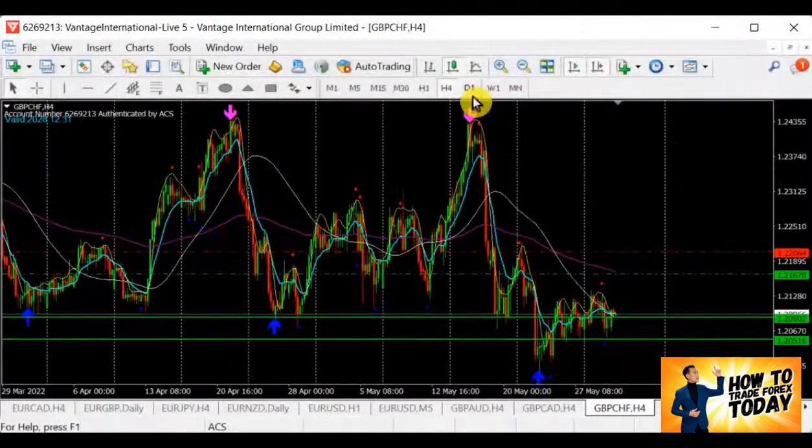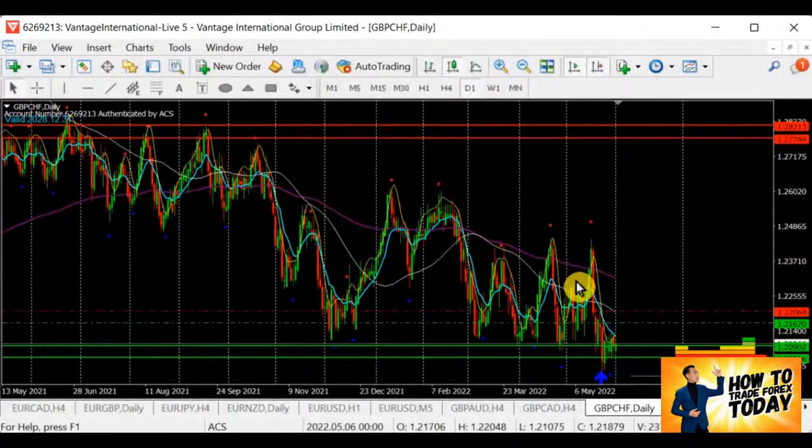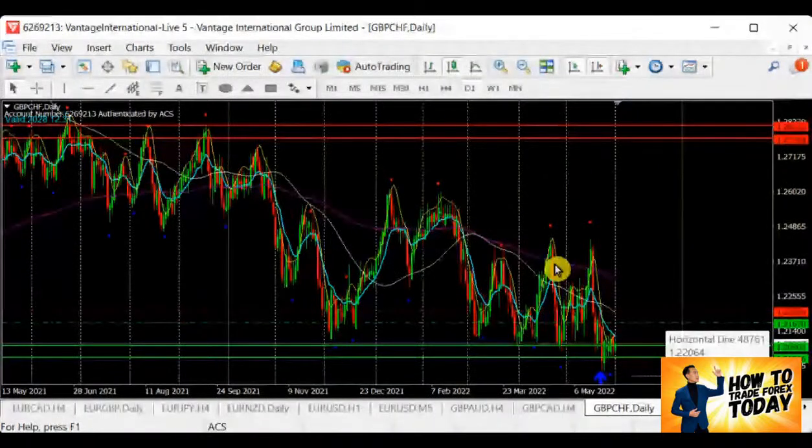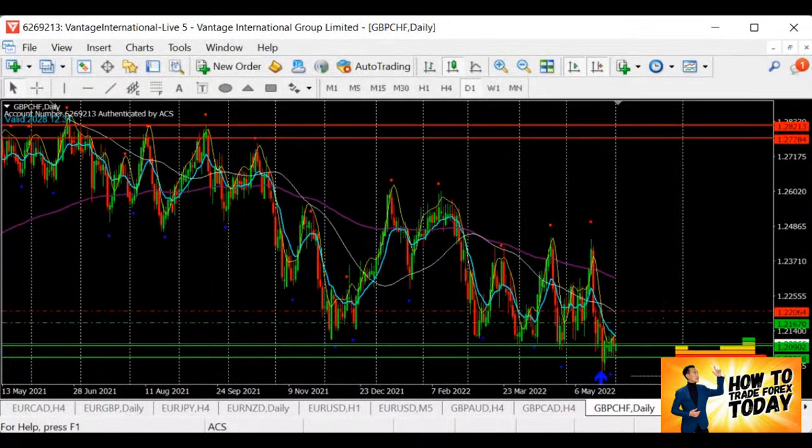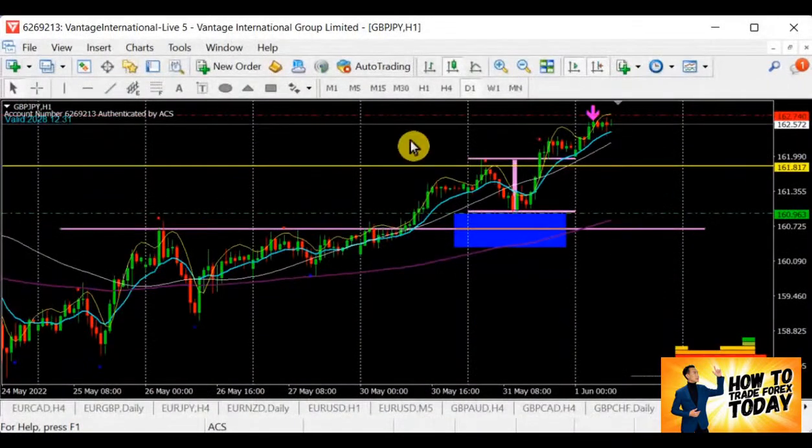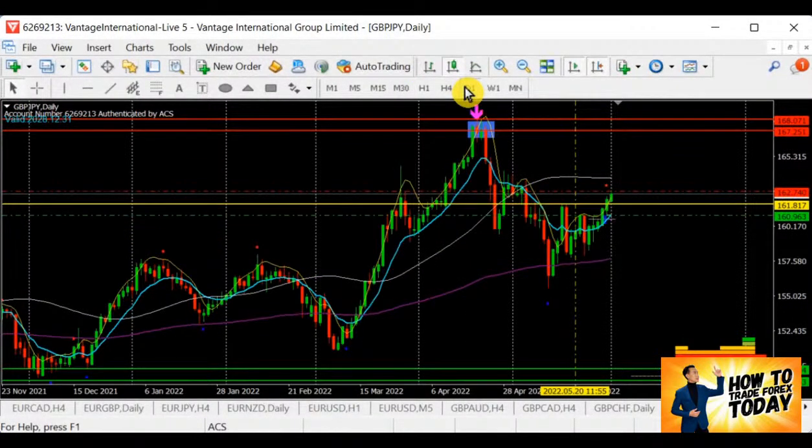Let's take a look at pound franc. After the testing and it went back to the bull zone, probably we are going for a buy. So pound franc, I'm not going to touch it. Next to go, pound yen.